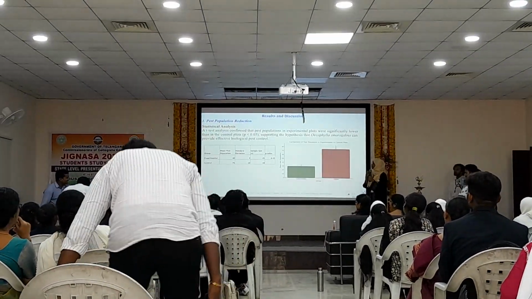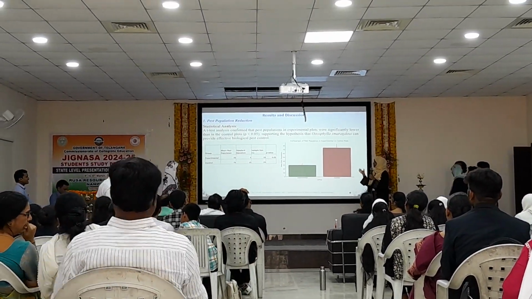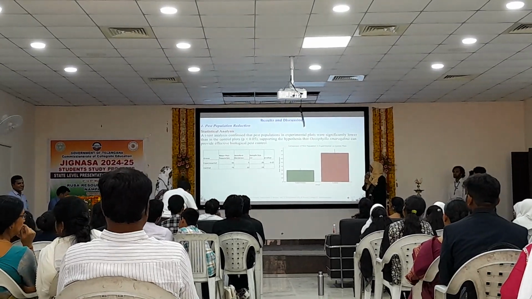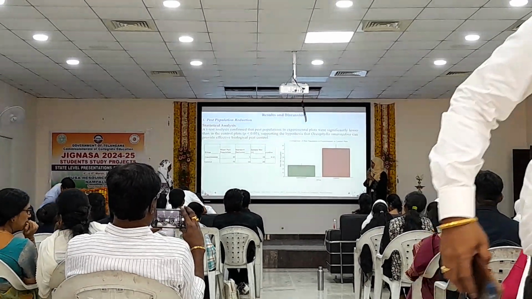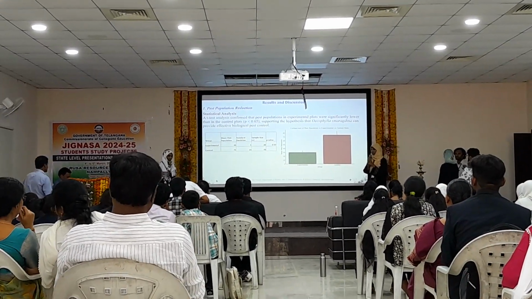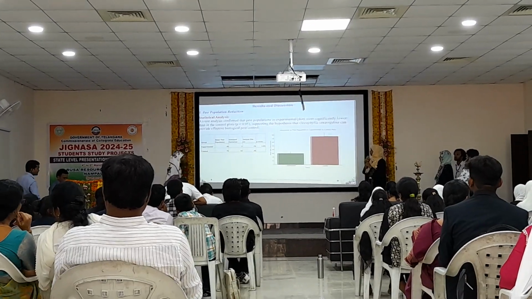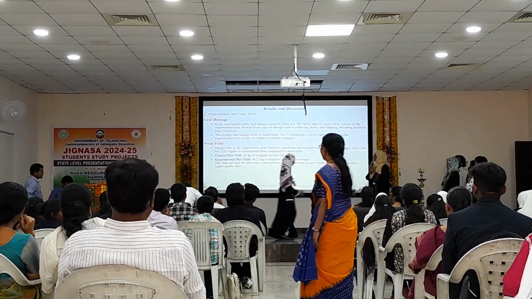Statistical analysis of pest population reduction. As we can see in the graph, a detailed analysis confirmed that the pest population in experimental plots was significantly lower than in control plots, where plant health and fruit yield.